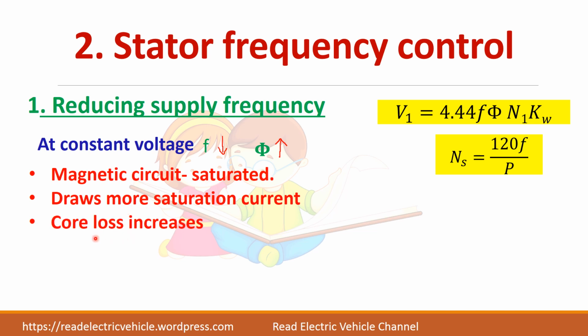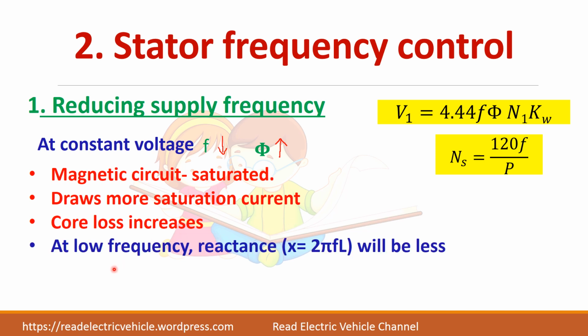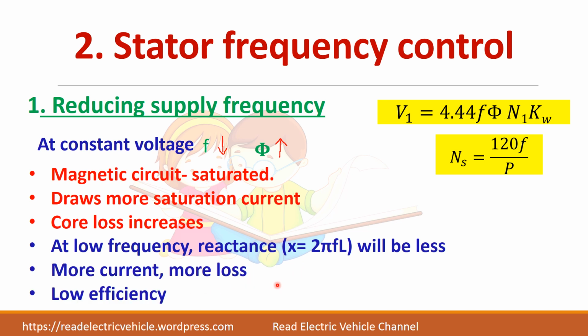It leads to more core losses, and at low frequency reactance will be less because it is a function of frequency. So the impedance will be less and it draws more current and more losses will be there. Because of that you have low efficiency. So this method is not used.